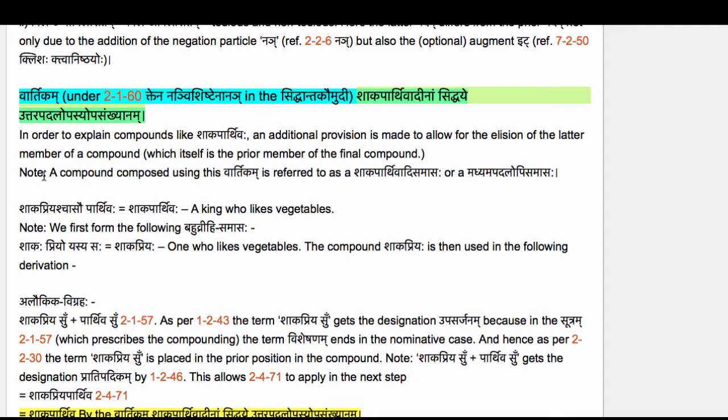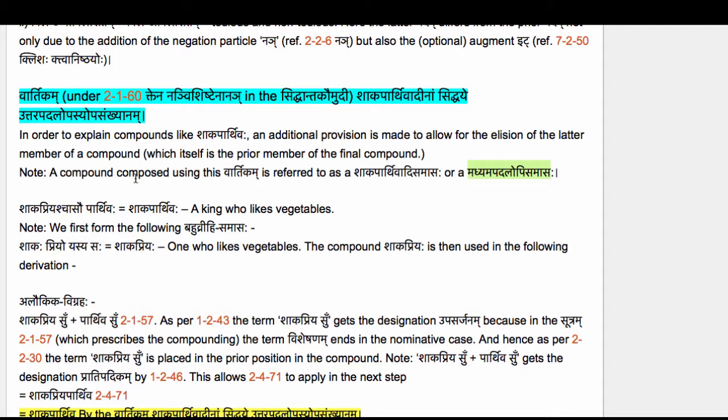When we have a Samanadhikarana Samasaha, but the Purvapadam needs to be adjusted by supplying an appropriate Uttarapadam to the Purvapadam in order to make it properly qualify the Uttarapadam of the final compound. Note here says that a compound composed using this Vartikam is referred to as a Shakaparthivadi Samasaha or a Madhyamapada Lopi Samasaha. We have to be careful when we say Madhyamapada Lopi Samasaha. It's not exactly a Madhyamapadam that has taken Lopaha. It is the Uttarapadam of the Purvapadam that has taken Lopaha. That is what is meant by Madhyamapada Lopi Samasaha.